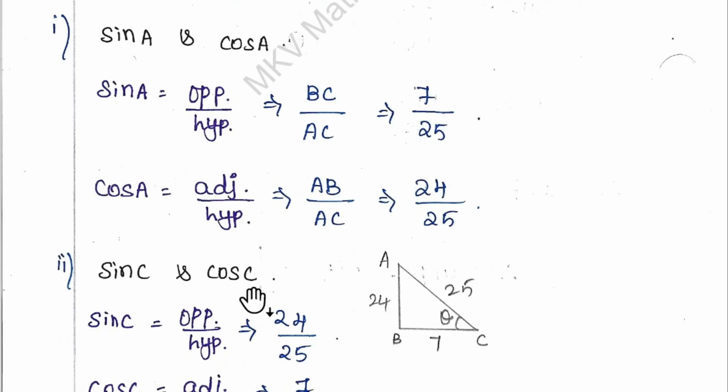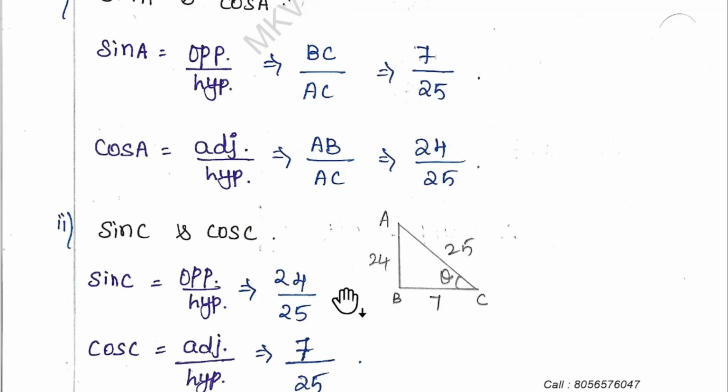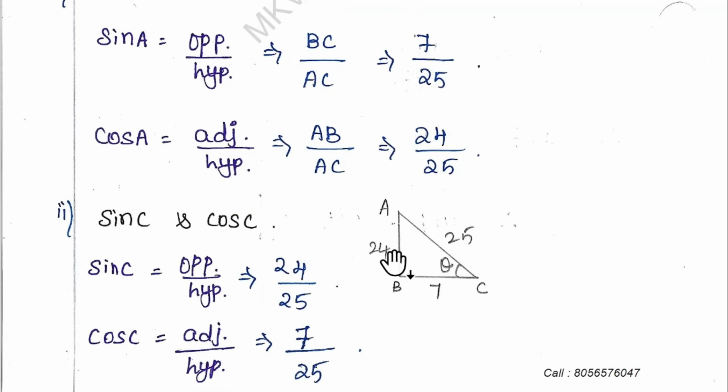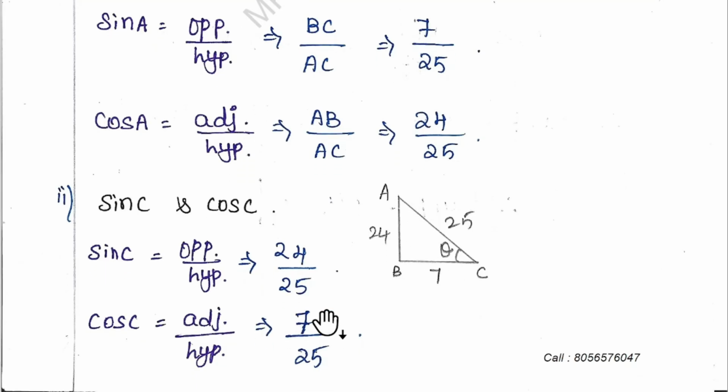Next question, they have given sin C, cos C. The same continuation of the first question. We know all three sides' values, right? Now you have to take theta in the place of C, because they have given sin C, cos C. So sin C will be opposite side 24, hypotenuse side 25. So 24 by 25. For cos C, adjacent side is 7 and hypotenuse is 25. So 7 by 25.